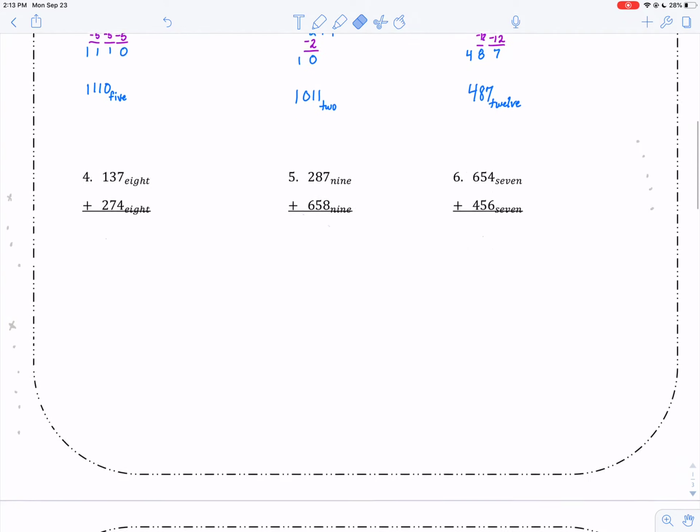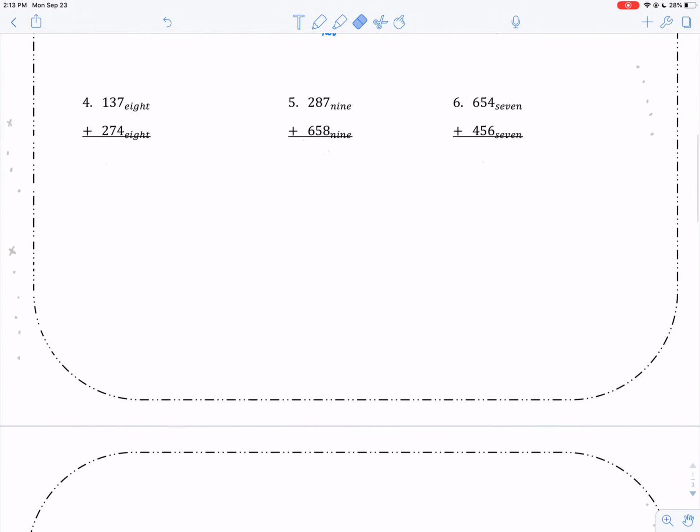Let's continue. Number 4, 137 and 274. This is in base 8. So remember, the highest number I can have in base 8 is a 7. So when I add it, I get 11, too big, so I'm going to subtract 8 because I'm in base 8. I'll have 3 units left over. Those 8 turn into a rod.